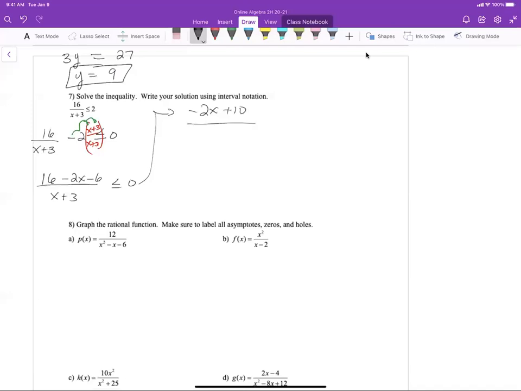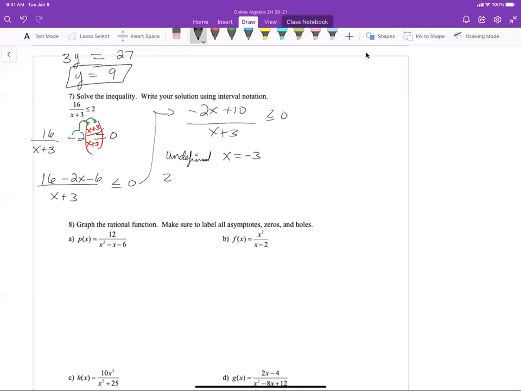Yep. And then on the bottom, I have x plus 3. All of this is less than or equal to 0. Now I've got to decide, where is my function undefined? It is undefined if x is equal to negative 3.